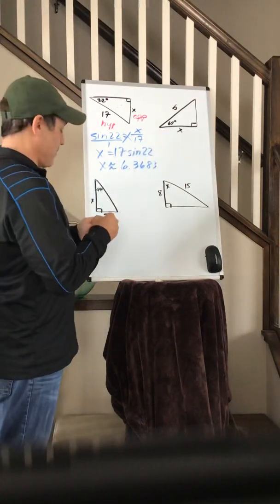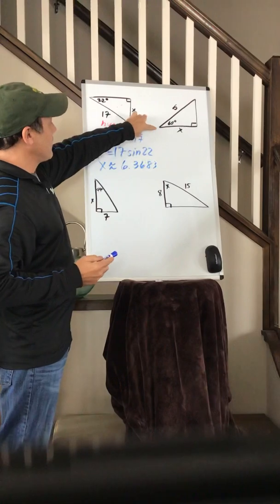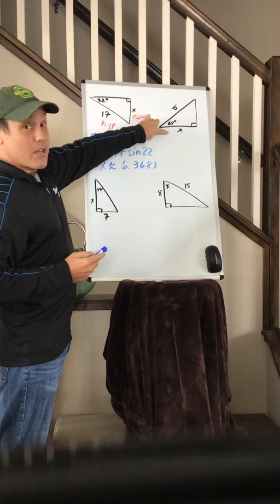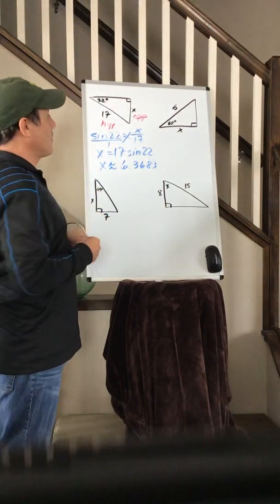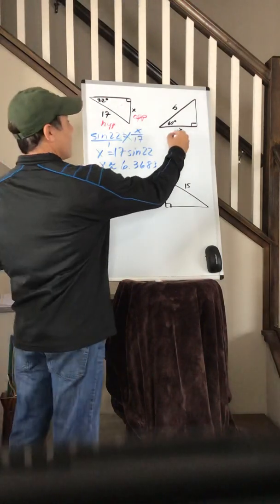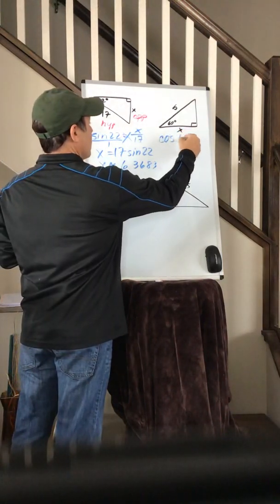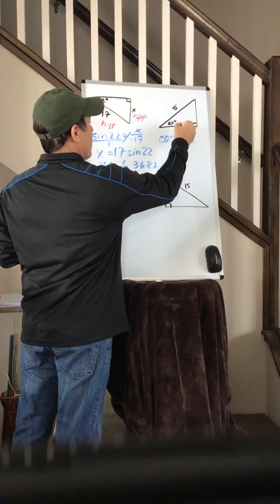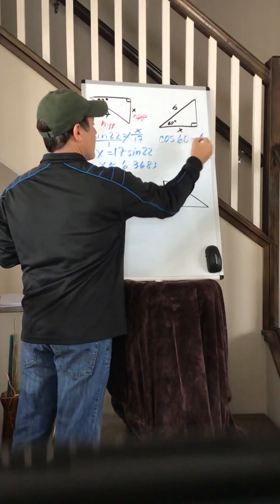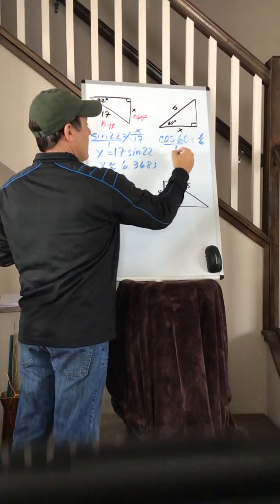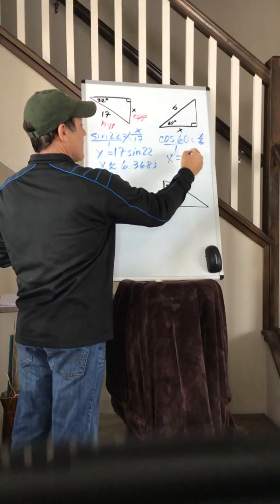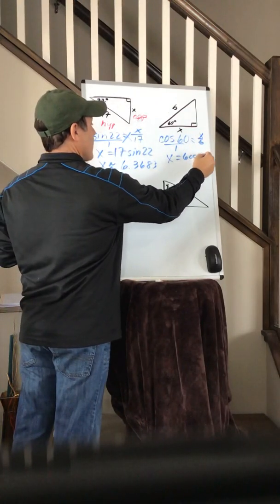Okay, let's do the next one. Fingers on the angle. X is the adjacent, 6 is the hypotenuse, so that's cosine. So the cosine of the angle, CAH, is x over 6. Let's put this over 1. Cross multiply. 1 times x is x.